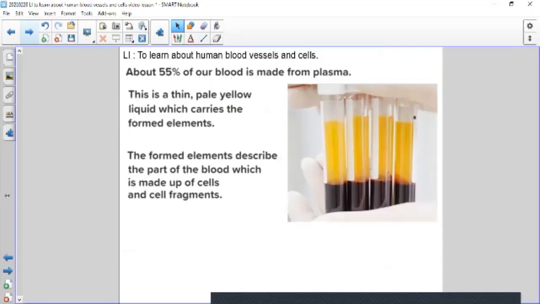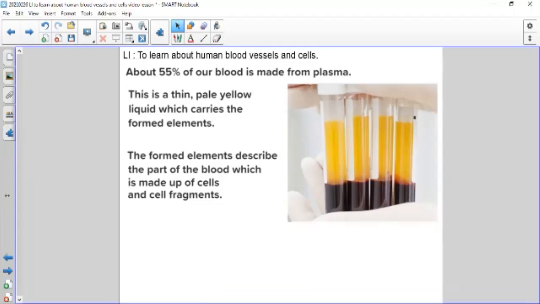So here is a picture of blood that's been separated. In the top of the test tube, we have the plasma, and in the bottom of the test tube, we have the red blood cells, platelets, and white blood cells. Now, the plasma makes up about 55% of our blood. And it's a thin, pale yellow liquid which carries what we call the formed elements. And the formed elements describe the part of the blood which is made up of cells and cell fragments.